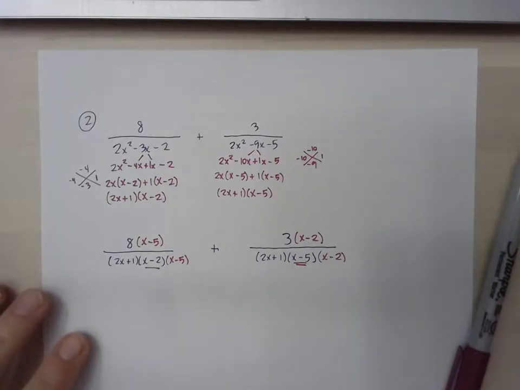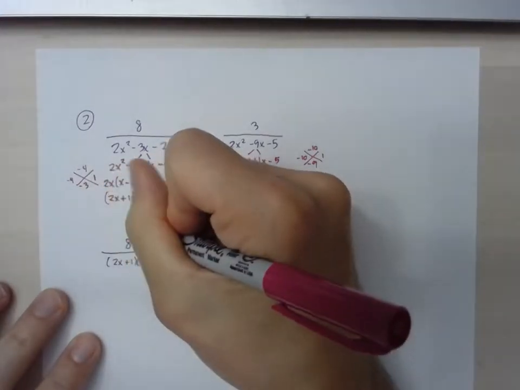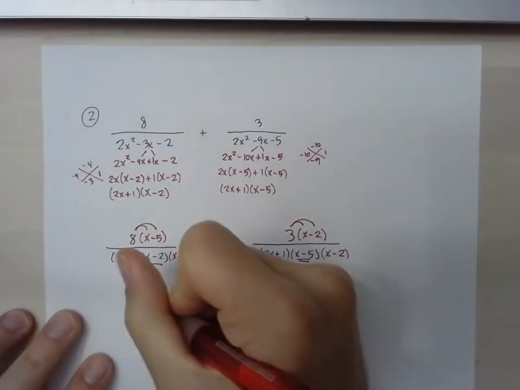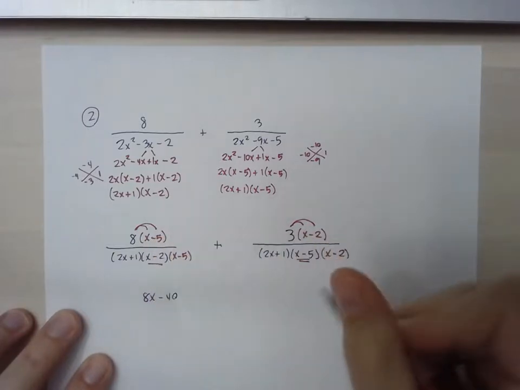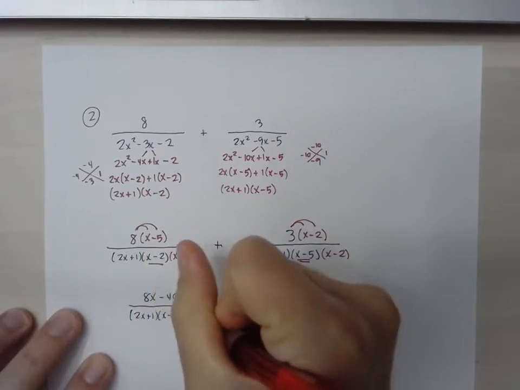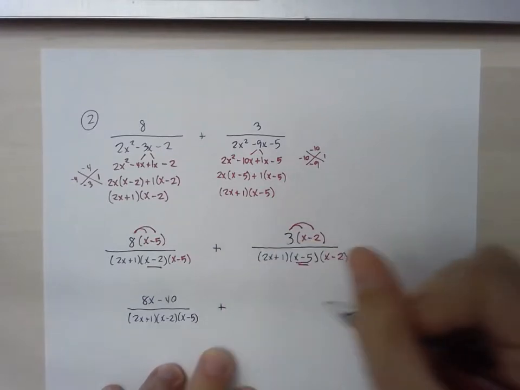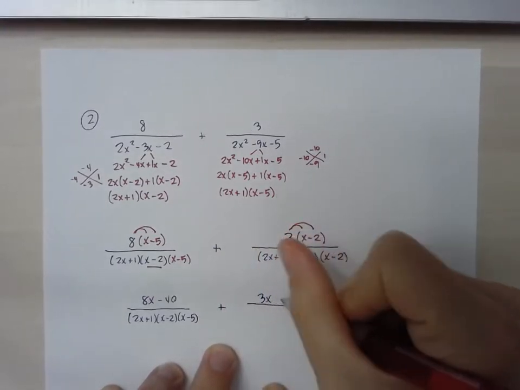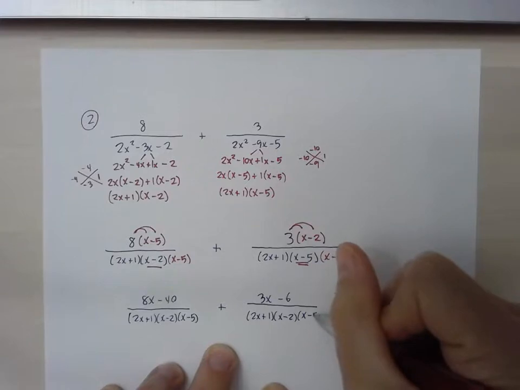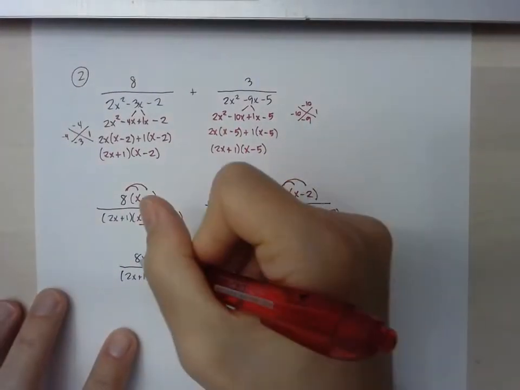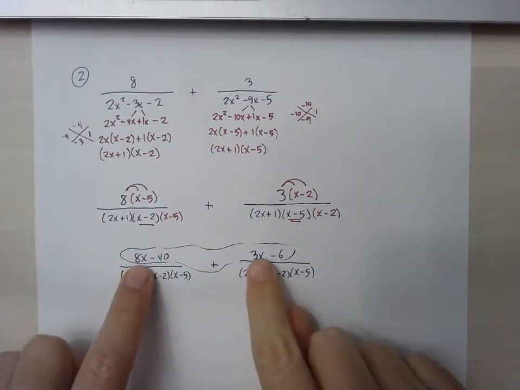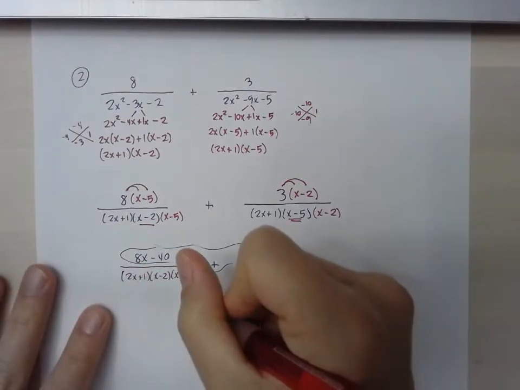So at this point, we're going to have to distribute the 8 into the x minus 5 and the 3 into the x minus 2. So that's going to be 8x minus 40 over the denominator plus 3x minus 6 over the denominator. And it doesn't really matter which order you write the factors in. Add your numerators, combine like terms. That's going to basically combine to 11x minus 46, if I did that right.